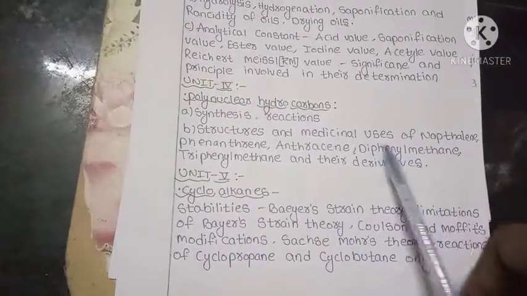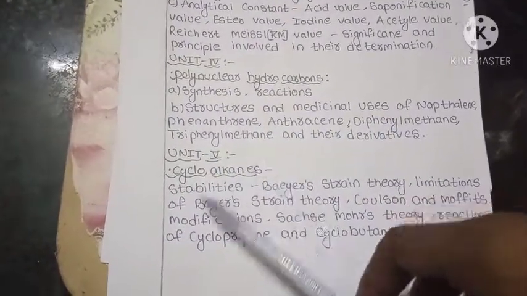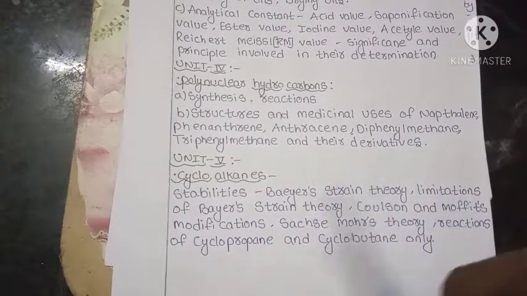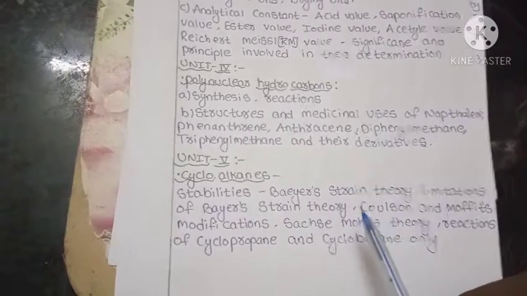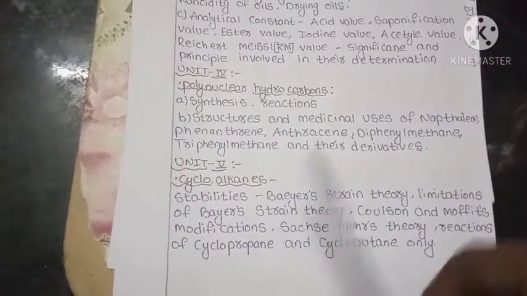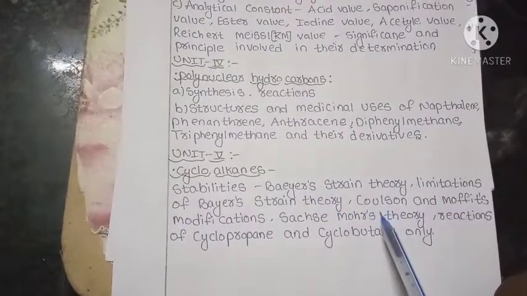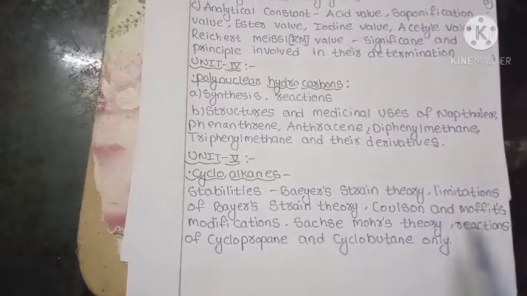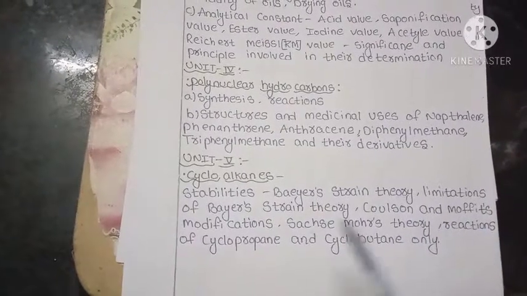These medicinal uses. Next, unit 5, cycloalkanes, stabilities, Baeyer strain theory, limitations of Baeyer strain theory, and they may ask the combination of these 2 topics. Second question, they may ask to state the Baeyer's theory and its limitations. Okay, next, Coulson and Moffitt's modification, Sachse-Mohr theory, reactions of cyclopropane and cyclobutane only.